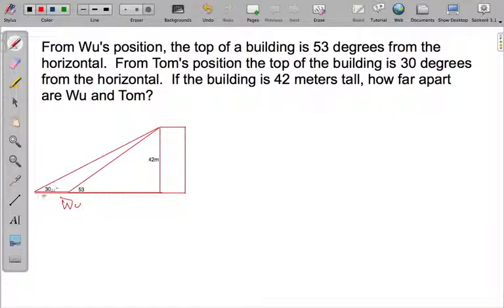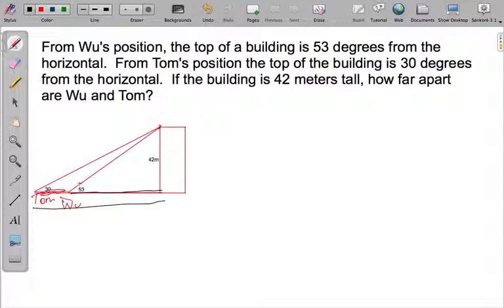So here's Tom's position. Okay, and they're both looking up to the top of a building here. Okay, if the building is 42 meters tall, how far apart are Tom and Wu? So we want this distance. So what we can find is we can find this distance and this distance and subtract the two.